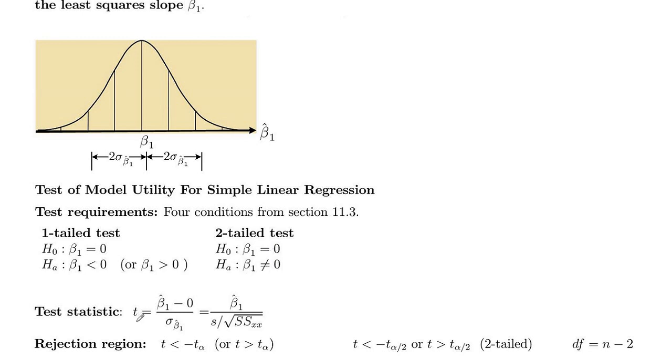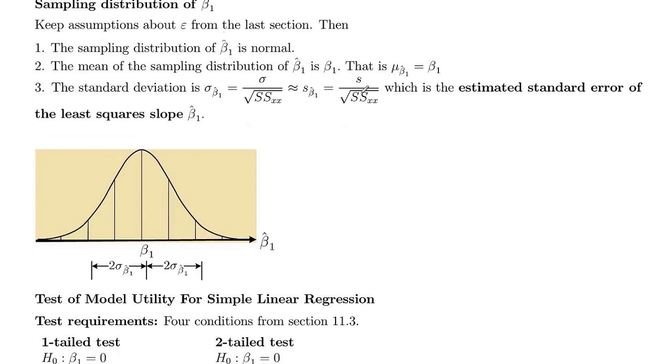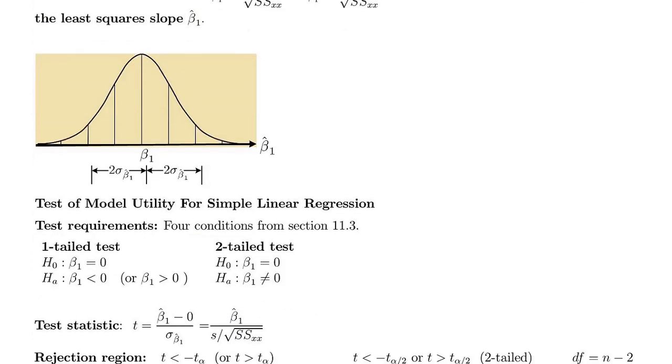And then our test statistic t is going to be beta 1 hat, so our sample statistic, minus 0, which is the mean of the sampling distribution, and then divided by sigma beta 1 hat, the standard deviation of the sampling distribution. So subtracting off 0 just leaves beta 1 hat, and then in the denominator, we're using our estimate for sigma beta 1 hat right here. So that is our test statistic.